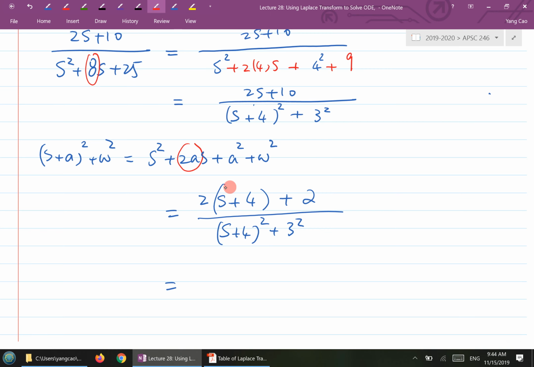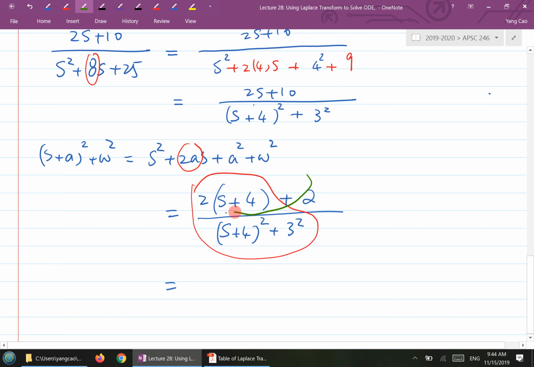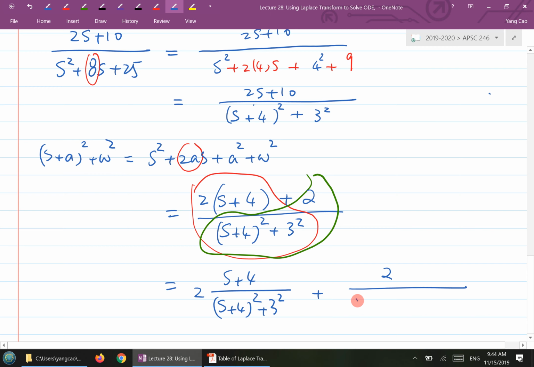And now I'm going to rewrite this, putting it into 2 fractions. There are 2 fractions here. The first fraction is 2(s+4)/((s+4)² + 3²). What's the second one? The second one is 2/((s+4)² + 3²).